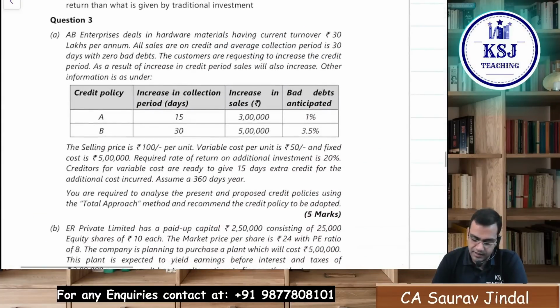Question number 3. Come to question number 3. AB Enterprises deals in hardware material having the current turnover of rupees 30 lakhs per annum. All sales are on credit and the average collection period is 30 days with 0 bad debts. The customers are requesting to increase the credit period. As a result of increase in credit period, the sales will also increase.